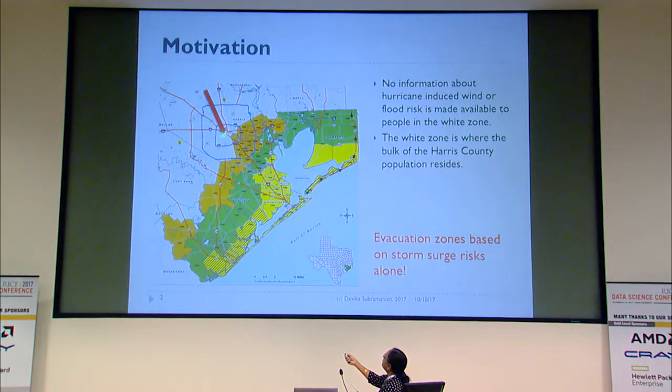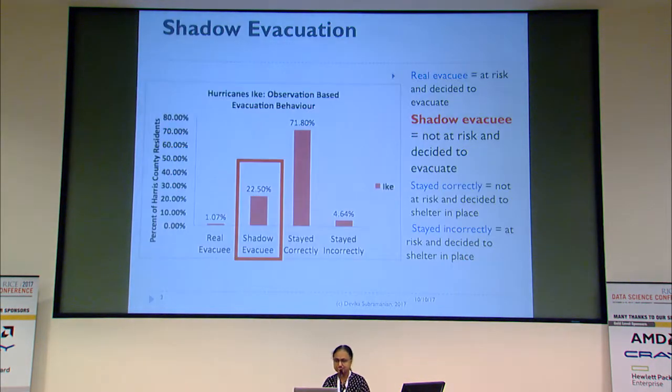I live in Maryland, and if I get on these roads, really all of these roads get clogged because of people like me jumping on the highways trying to get out of town. This phenomenon is called shadow evacuation. These are people who are not at risk and decide to evacuate, making life really difficult for people who are actually in harm's way.